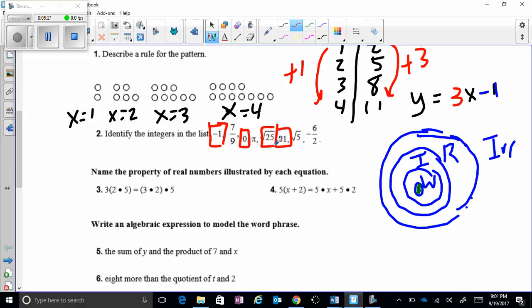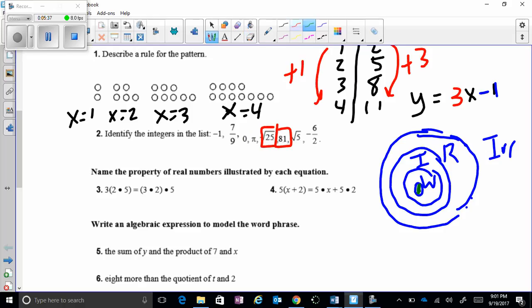If the question said, what are my whole numbers? Well, my whole numbers then are 0 and up. So I just have to get rid of this one. If the question said, what are your natural numbers? That's 1 and up, so you'd have to get rid of that one.